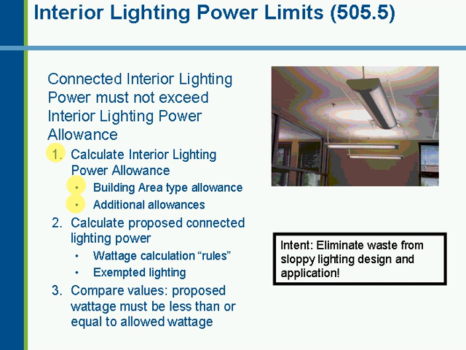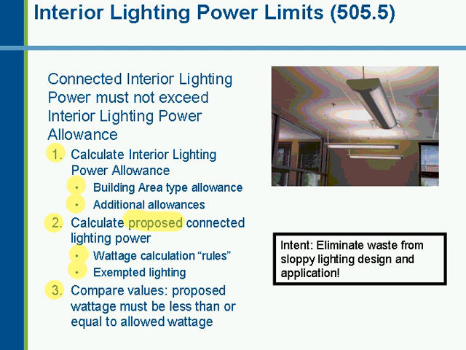The second step is to calculate your proposed connected lighting power. This would be the lights you're going to put into the building as part of the building design. There are some what we'll refer to as wattage calculation rules that we'll talk about in how you calculate your proposed lighting. And there is some exempted lighting, some lighting functions you do not have to include in the calculation. The third step, of course, is simply to compare the two values, and your proposed wattage must be less than or equal to the allowed wattage for you to comply with this requirement.